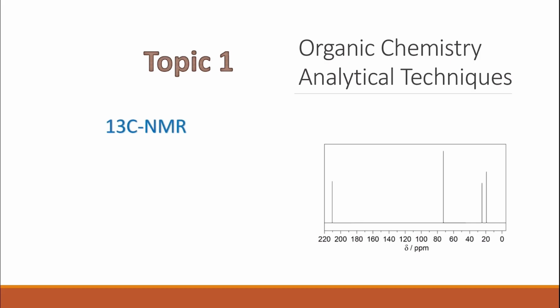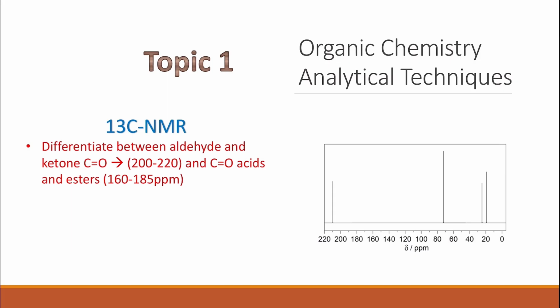Then moving on to carbon-13 NMR, what type of information can we get from the carbon-13? The first one is the number of peaks in carbon-13 will give us the total number of chemically non-equivalent carbon atoms. And then we can differentiate between aldehydes and ketones and between the carboxylic acid and ester, the carbonyl groups, because the carbonyl group for aldehydes and ketones will be around 200 to 220 parts per million, but the signal for the carbonyl from carboxylic acid or ester will be around 160 to 185 parts per million.